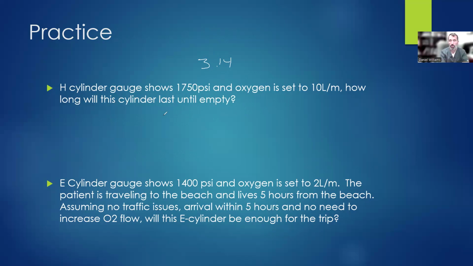So remember the formula, you're going to take the cylinder pressure, multiply that by your cylinder factor, divide by flow. So our cylinder pressure is 1750. Multiply that by our cylinder factor of 3.14, and we will divide that by 10, it's 10 liters per minute. So 1750 PSI, 3.14 is a conversion factor, and then you've got 10 liters per minute underneath there. Do everything on the top first. So I'll utilize my calculator, 1750 times 3.14, and that is 5,495.